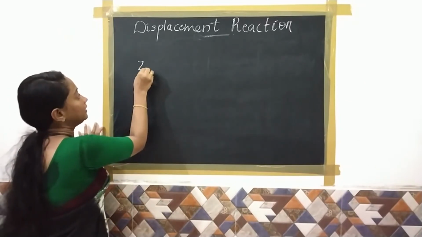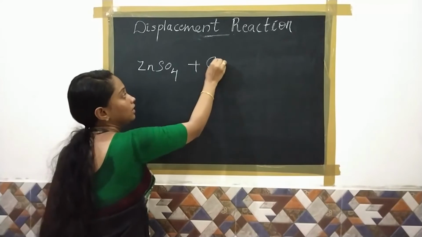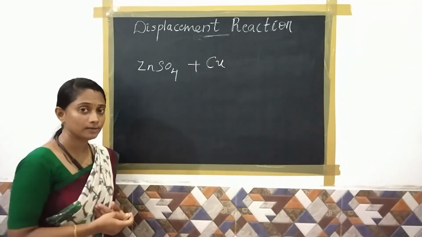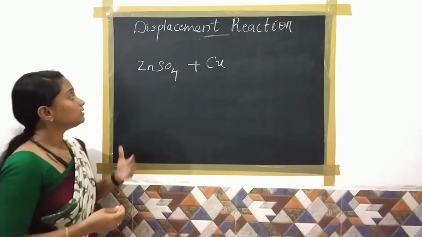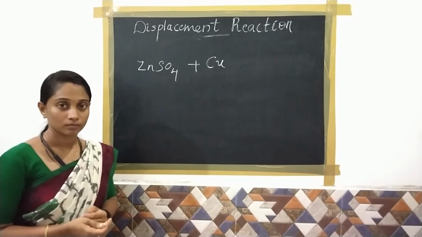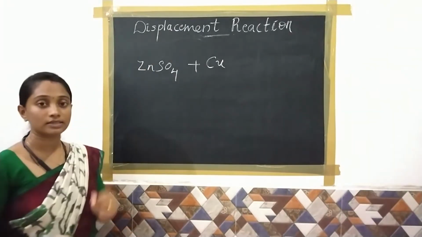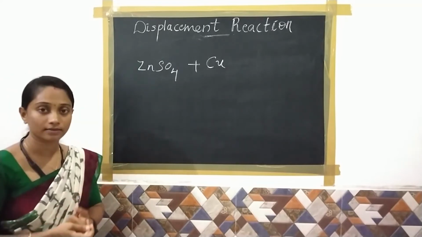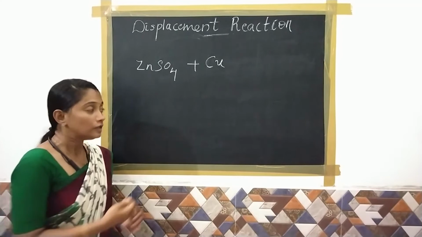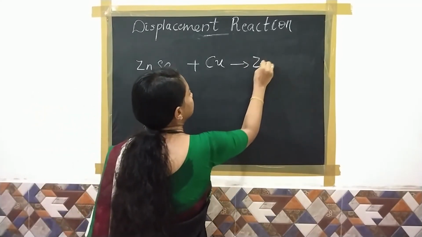Okay, let us learn this reason with the help of a chemical reaction. Here, take zinc sulfate solution and we are adding the copper turnings. And which one is the more reactive metal? Here, zinc is more reactive than copper. So, copper cannot displace zinc in the compound zinc sulfate. So, what product do we get after the chemical reaction? We will get the same product, that is zinc sulfate and copper.